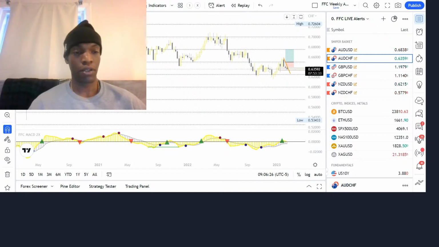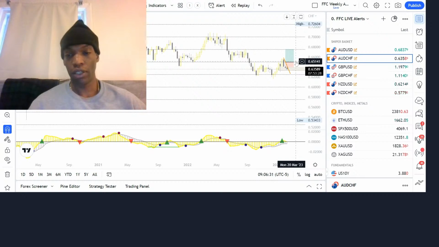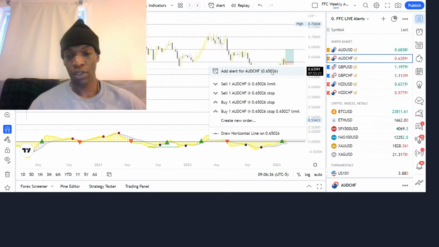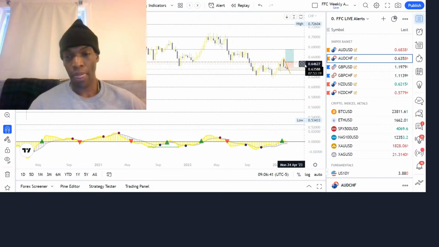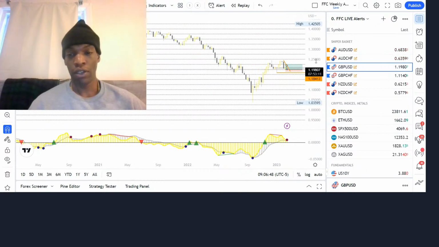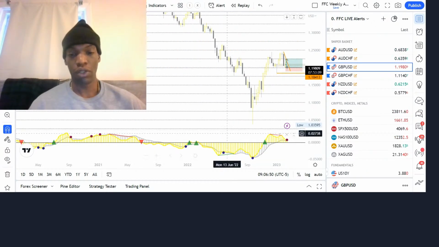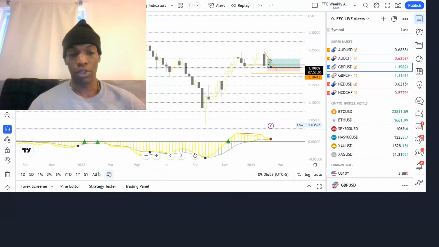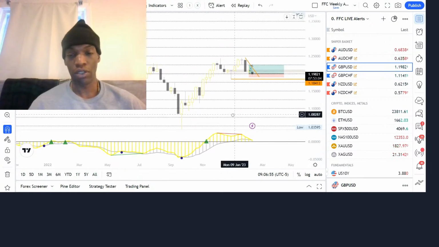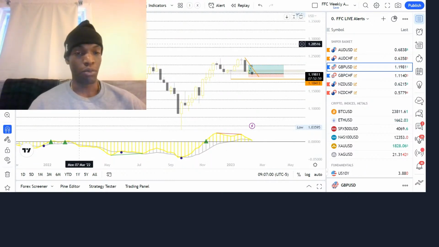All right. So then we got this order right here, 0.65. So 0.65 is another alert that we set. If you don't have TradingView Pro, don't worry about it too much. You can use another platform to set alerts. But for now, we're going to put them on TradingView.